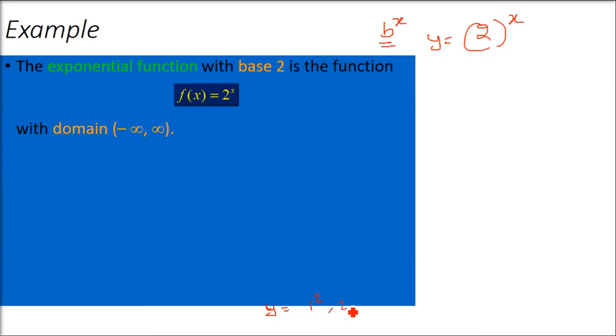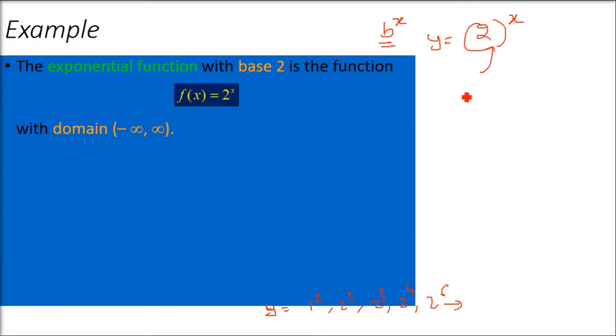So y equals 2 to the power 1, 2 squared, 2 cubed. All these are exponents where 2 is the base and it goes up. And when it is going up, it is increasing. The values are increasing. So you'll see how the graph is increasing.